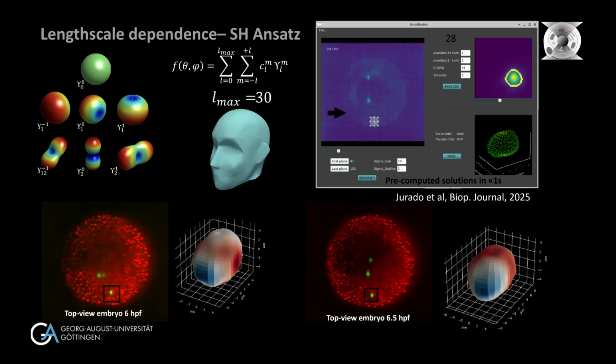The nice thing about this approach compared to others, the others are nice too, there's no problem. The advantage of this one is just that you automatically have different length scales because of the spherical harmonics.